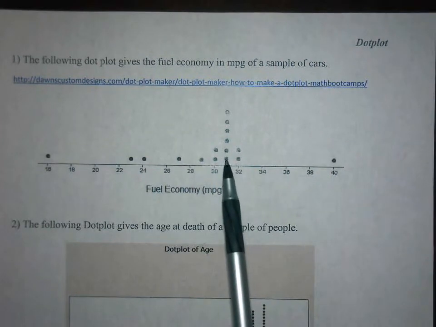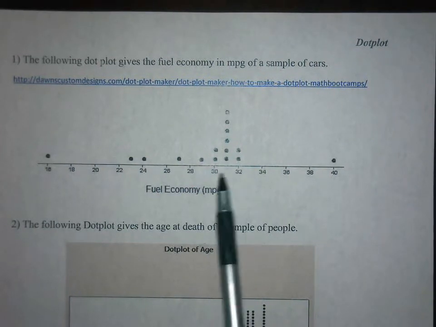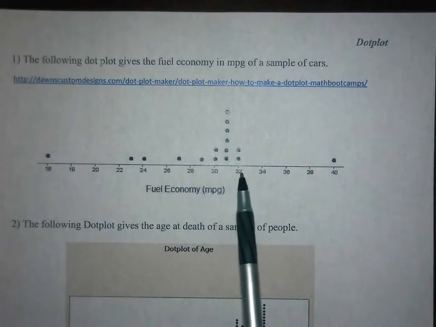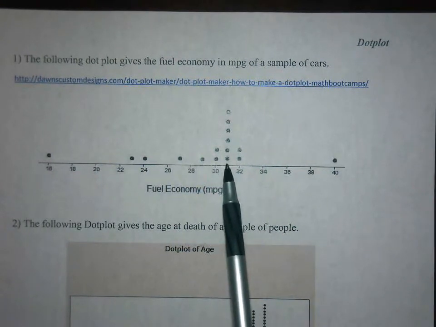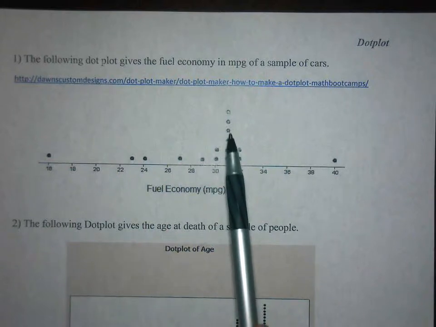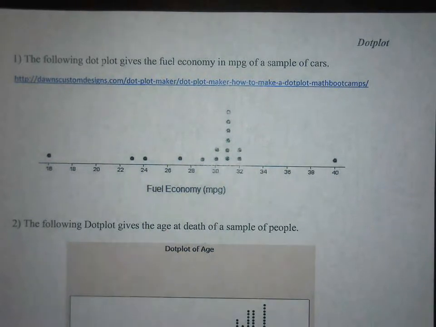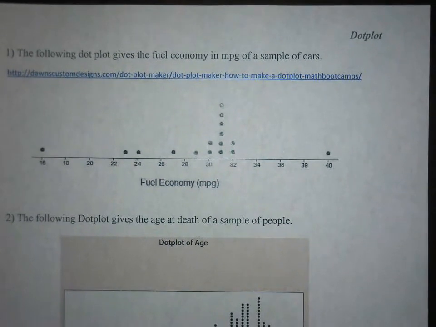You can see the most dots occur at 31, halfway between 30 and 32. There were 1, 2, 3, 4, 5, 6 cars that got 31 miles per gallon. So with this dot plot, we can get an idea of how the data is spread out.